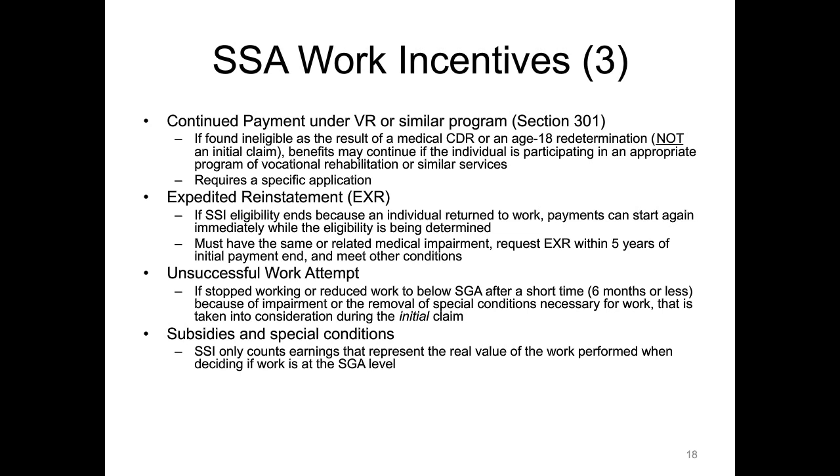And I did mention individualized education programs. That is only for the age 18 redetermination for the most part. The other work incentives on this page, I'm not going to say too much about. Expedited reinstatement is when somebody loses SSI eligibility because of work. They can actually start SSI up again pretty quickly within 5 years of the initial payment ending, as long as they continue to meet the other SSI eligibility criteria, including having that same or related medical impairment.